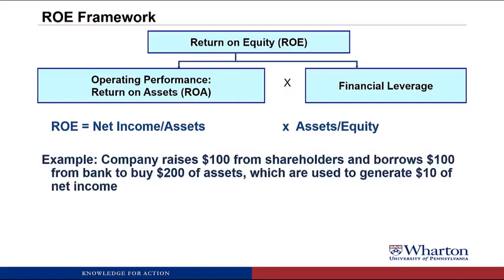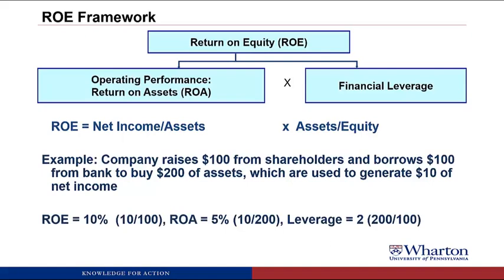Let me do a quick example. A company raises $100 from shareholders, borrows $100 from a bank to buy $200 of assets. Those assets are then used to generate $10 of net income. So ROE in this case would be 10%, $10 of net income divided by $100 from shareholders. ROA would be 5%, $10 of net income divided by $200 of assets, and leverage would be 2, $200 of assets divided by $100 of shareholders' equity. Multiplying it together, 5% ROA times a leverage of 2 gives you an ROE of 10%.